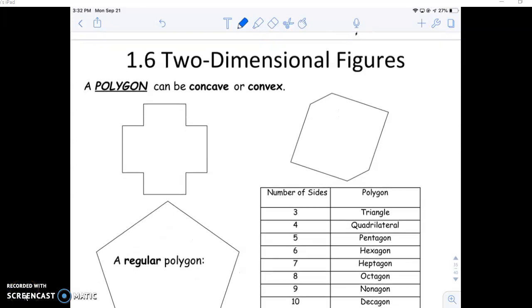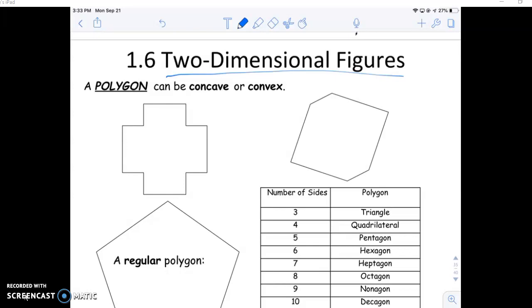Alright, this is the lesson for 1.6, and this is actually the last lesson of chapter 1. So this is all about two-dimensional figures. It's just kind of an introduction into polygons, and two-dimensional polygons, that is. So a polygon is just another name for a shape, and there are special cases to polygons and things that make up a polygon. We'll get into that in a little bit.